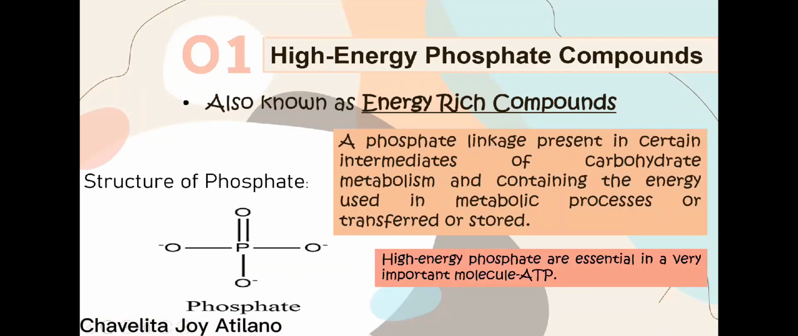High-energy phosphate compounds are also known as energy-rich compounds. It is a phosphate linkage present in certain intermediates of carbohydrate metabolism and containing the energy used in metabolic processes or transferred or stored. This is the structure of the phosphate. As you can see, there are three negative charges. High-energy phosphates are essential in a very important molecule we call the ATP.